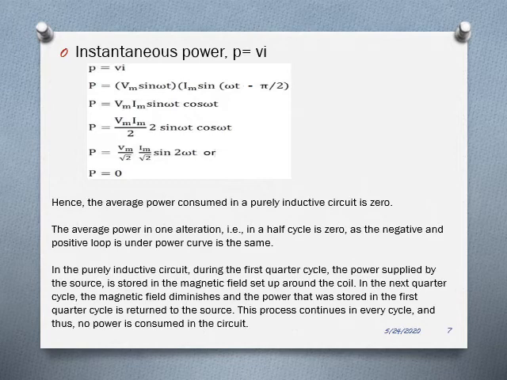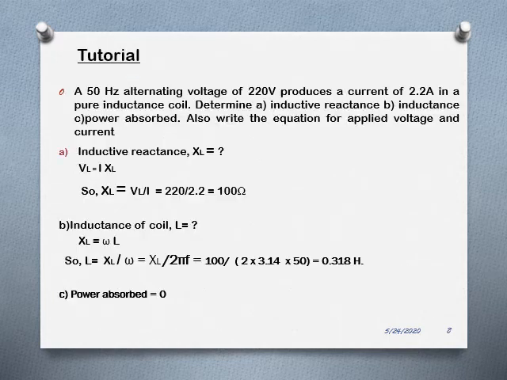So you may say that in the purely inductive circuit during the first quarter cycle, the power supplied by the source is stored in the magnetic field set up around the coil. In the next quarter, the magnetic field diminishes and the power that is stored in the first quarter cycle is returned to the source. So this process continues in every cycle and thus no power is consumed in the circuit.